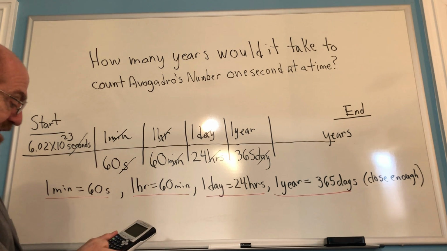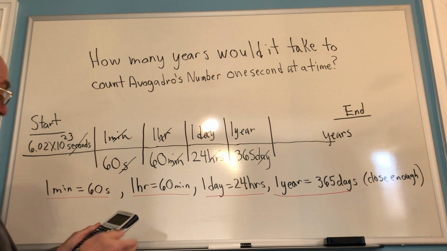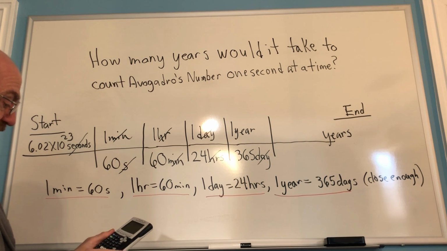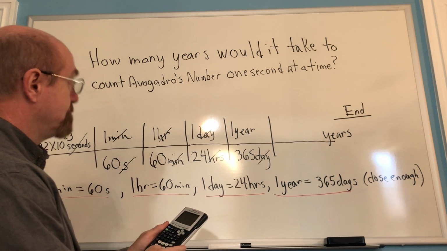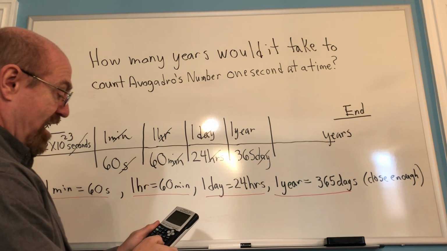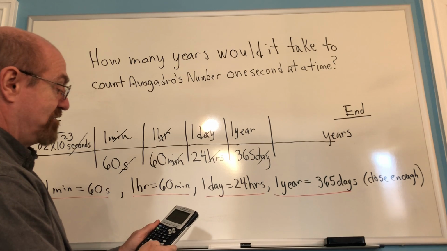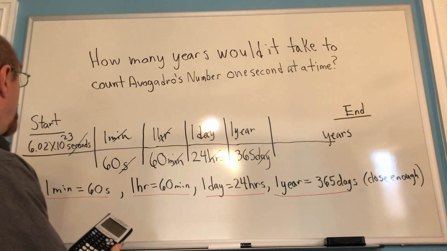So I'm going to divide by 60 to convert to minutes. I'm going to divide that by 60 to convert to hours. Then I'm going to divide by 24 to convert that to days. And then I'm going to divide by 365 to convert that to years.